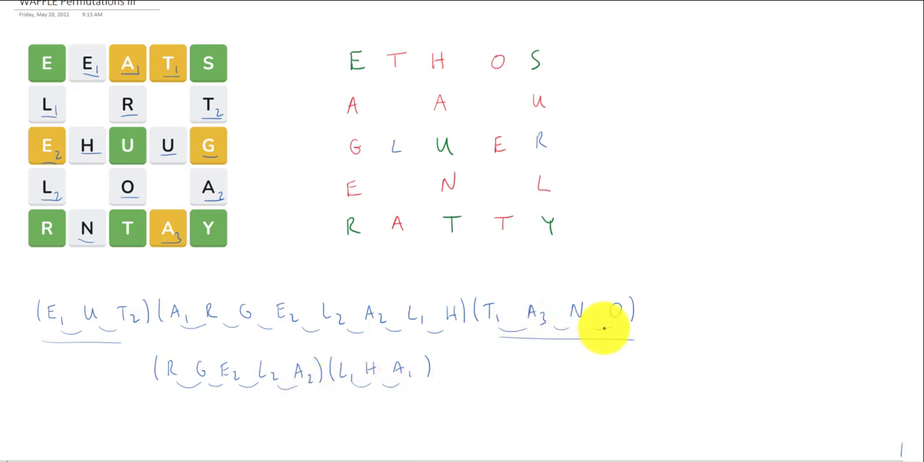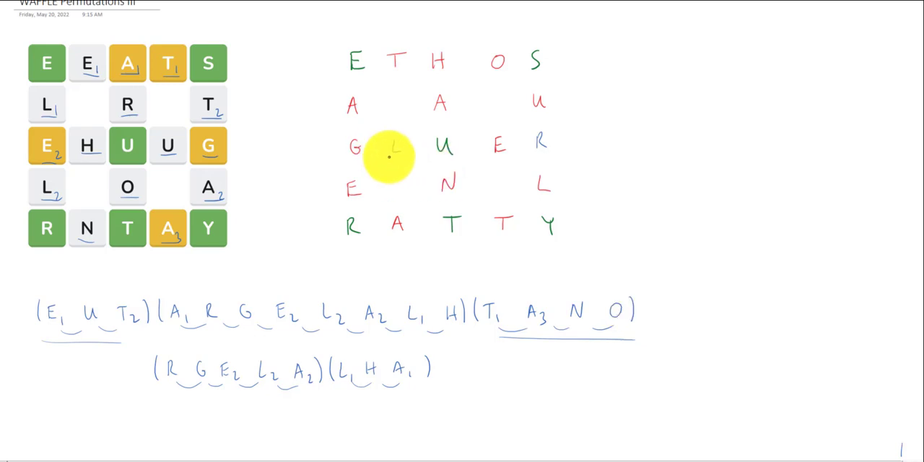And now I just need to look for one more duplicate, but there aren't any. EU, T2, no duplicate letter. RG, E2, L2, A2, no duplicate. LH, A, no duplicate. TANO, there's no duplicate. It's impossible for me to break this up any further. And so when I saw this, I was like, oh my goodness, did my technique fail? That seems mathematically impossible because I know that it must work. And that's when it occurred to me, I must have the wrong solution.